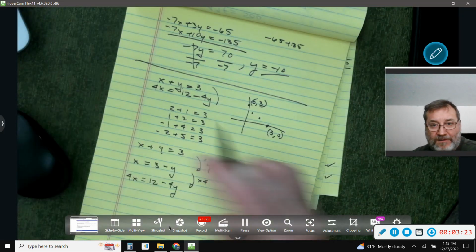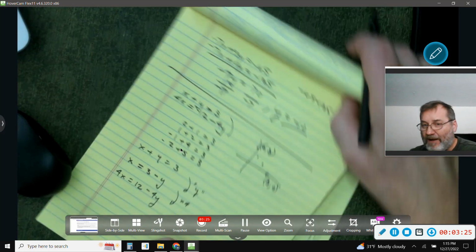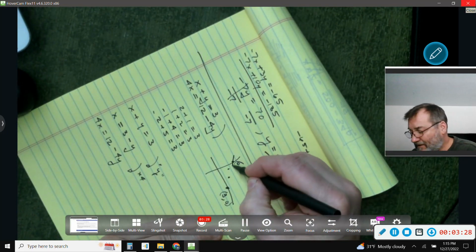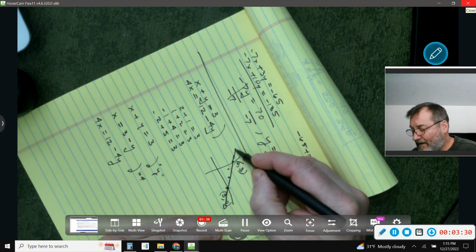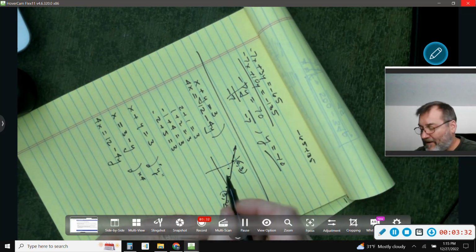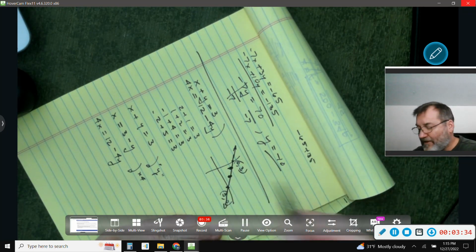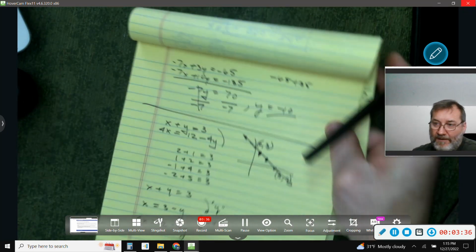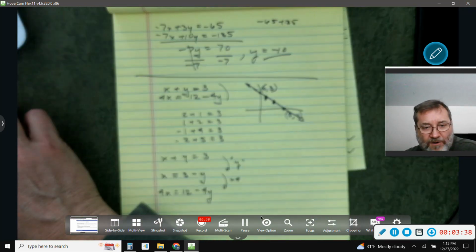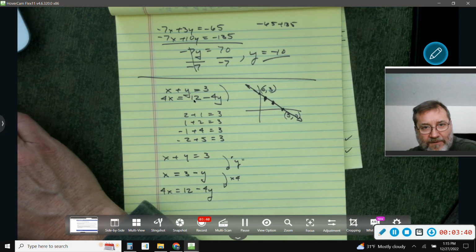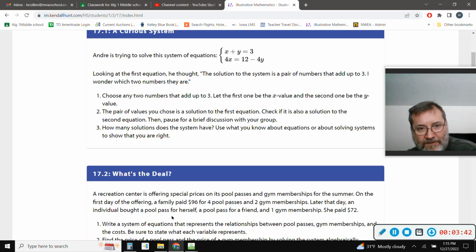Alright, so you can actually start drawing dots, and you just connect them, and it turns out there's an infinite number of solutions for this problem. It's a line. Okay, so that's what's going on there, and they just restated it with this second one. That's all they're doing.